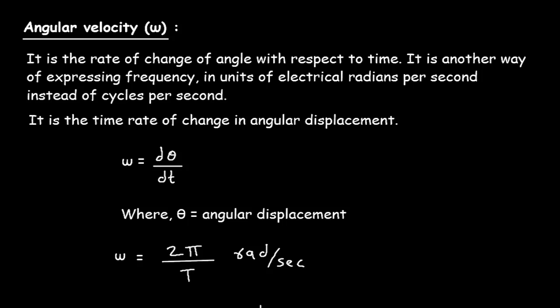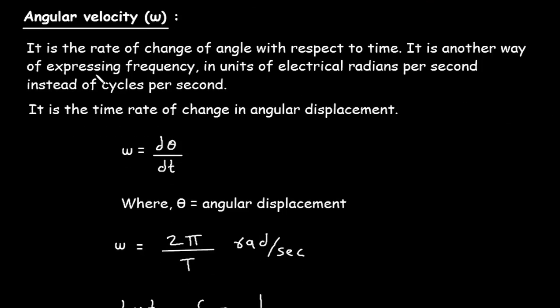Then angular velocity or angular frequency. It is the rate of change of angle with respect to time. It is another way of expressing frequency in units of electrical radians per second instead of cycles per second. Now we have already seen that the unit of frequency is hertz or cycles per second, but the unit of angular frequency or angular velocity is electrical radians per second.